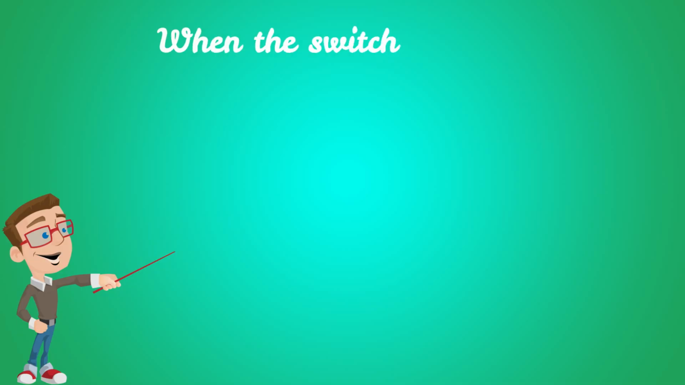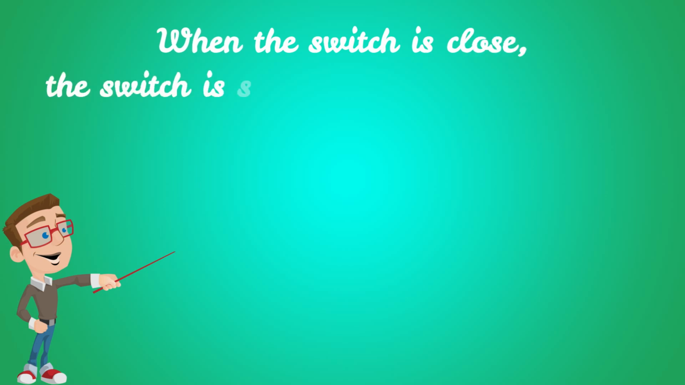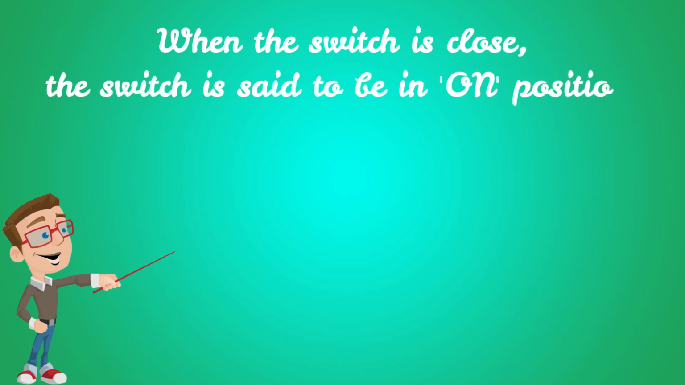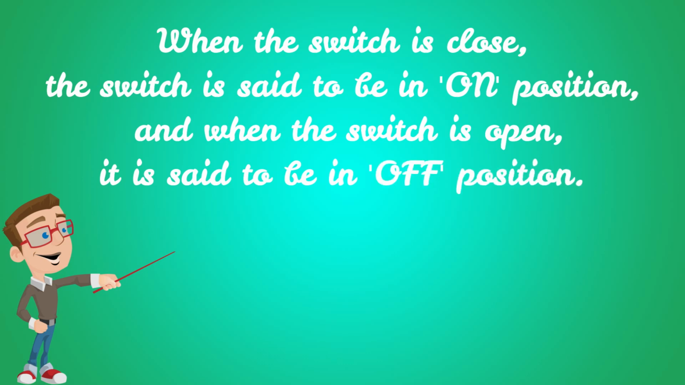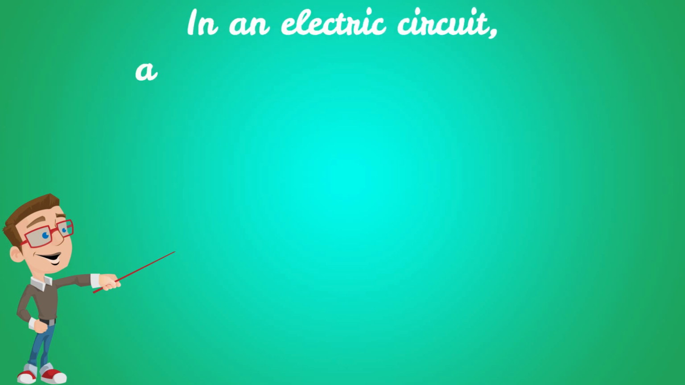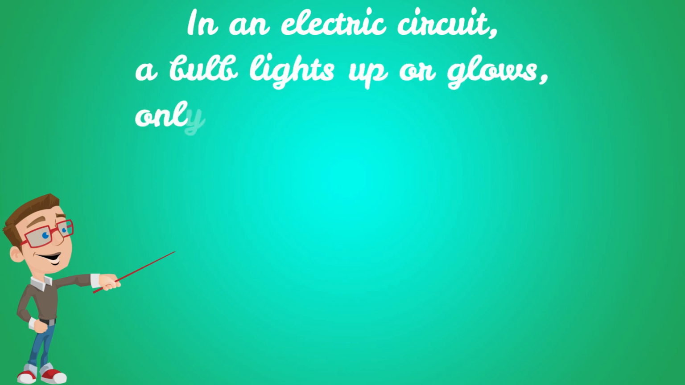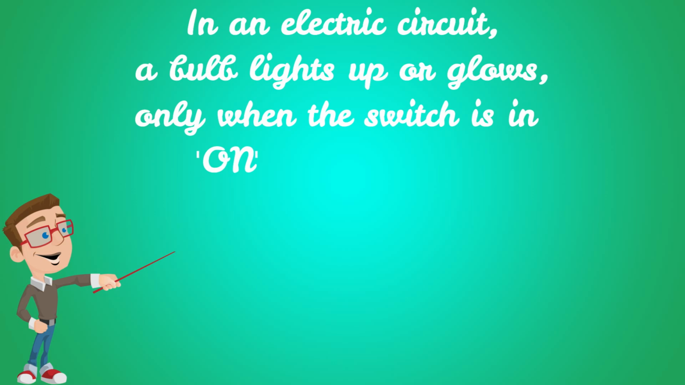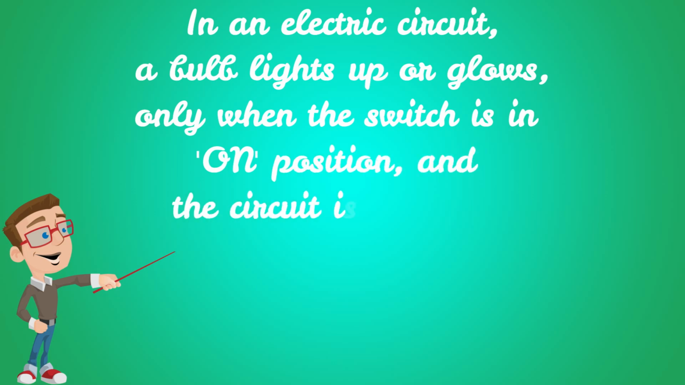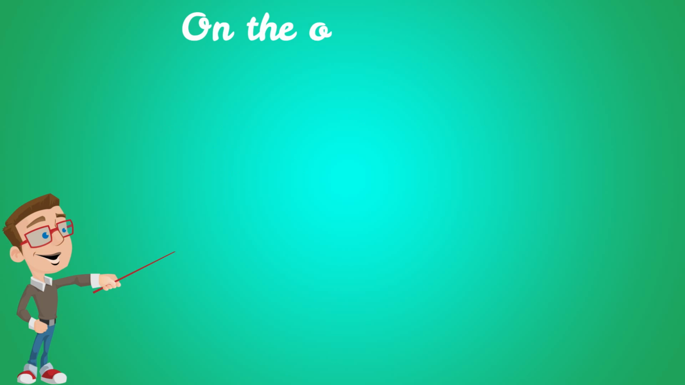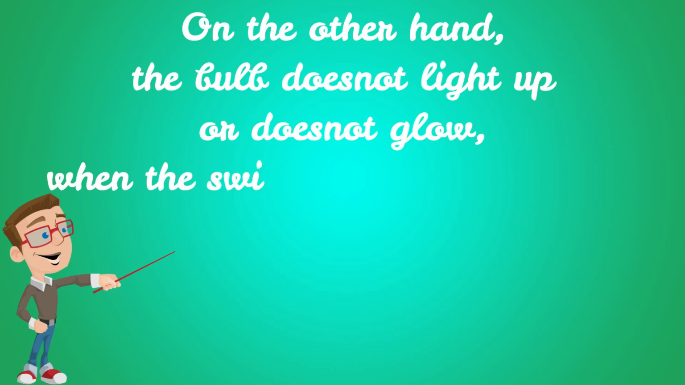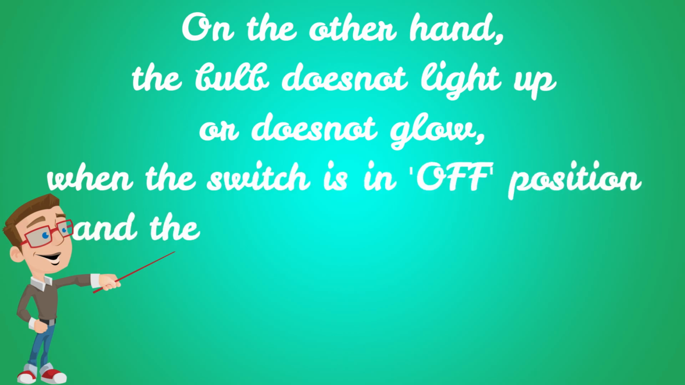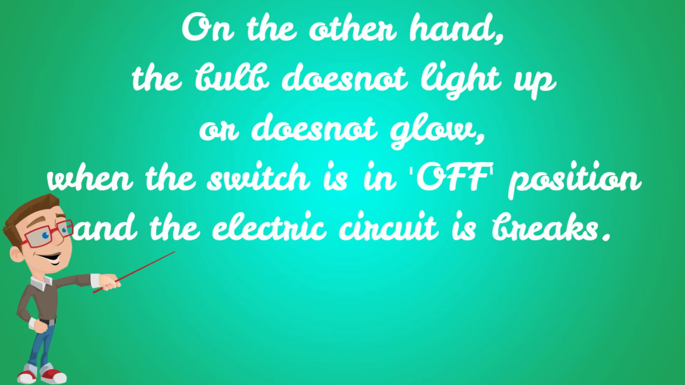When the switch in a circuit is closed, the switch is said to be in the on position, and when the switch in a circuit is open, the switch is said to be in the off position. In an electric circuit, a bulb lights up or glows only when the switch is in the on position and the electric circuit is complete. On the other hand, the bulb does not light up or glow when the switch is in the off position and the electric circuit breaks.